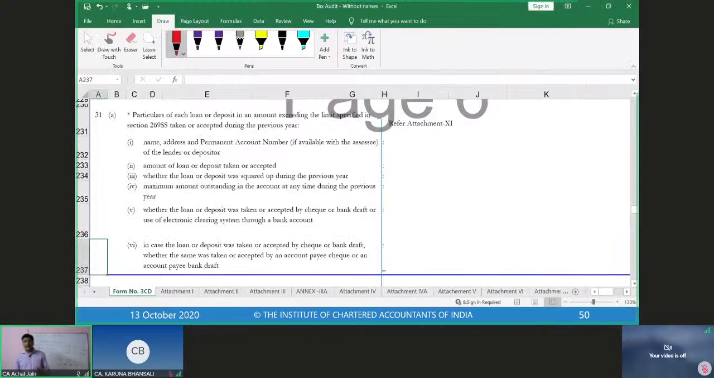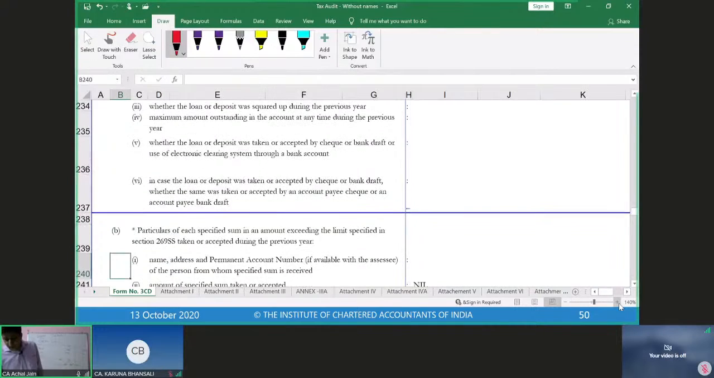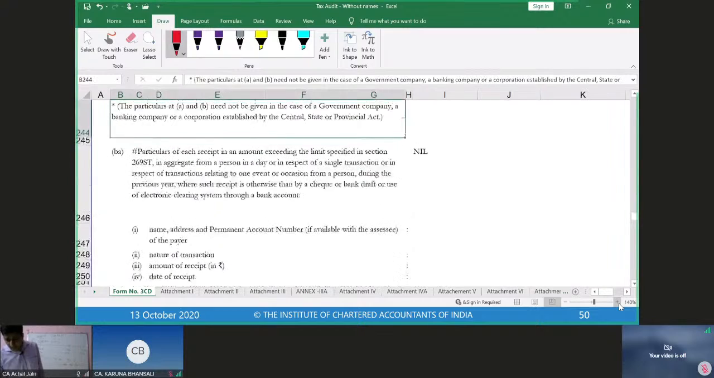Now I'll move on to another clause, and I have come back to this Excel sheet because this Excel sheet will give us one attachment, with the help of which it will be easier for us to understand the provisions of this clause and what are the requirements on the part of the auditor. Okay, so 31A. Under this 31, there are various subclauses: 31A, 31B, 31C, 31BA, BB.